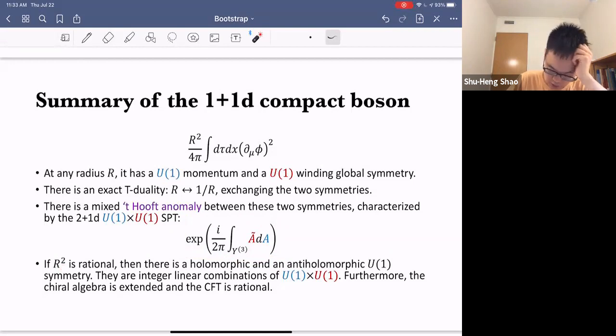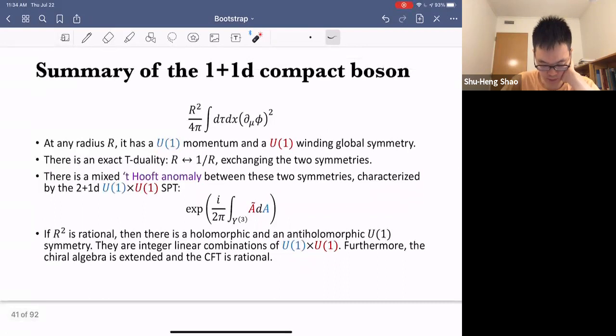If R squared is rational, then there's a holomorphic and an anti-holomorphic U1 symmetry. They are integer linear combinations of the momentum U1 and the winding U1. The anomaly for that holomorphic U1 is captured by a diagonal Chern-Simons term. Furthermore, when R squared is rational, the CFT is also rational. Okay, so that's the second part of the lecture. So I talked about the 1 plus 1D free boson. There's a U1 cross U1 anomaly.